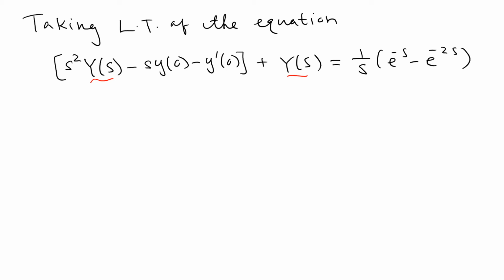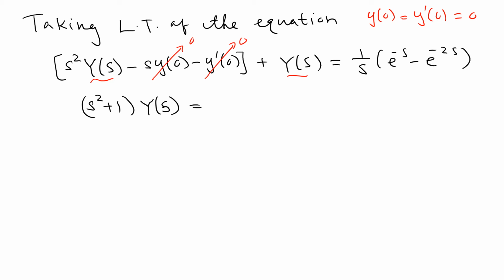Now we can substitute the initial conditions. Actually, we forgot to write the conditions. Let's assume that y(0) and y prime(0) are both 0, just for simplicity. So that means all these terms go to 0. So you're going to get s squared plus 1 times Y(s) on this side, which equals 1 over s times e to the minus s minus e to the minus 2s, and then we can divide both sides by this term.